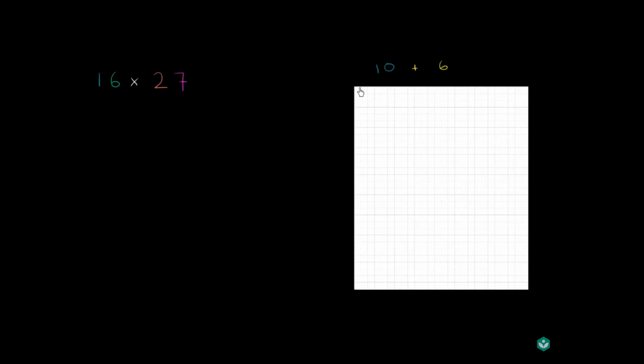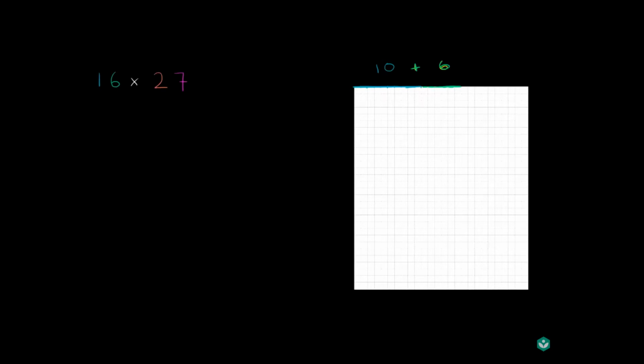So this is 1, 2, 3, 4, 5, 6, 7, 8, 9, 10. So this part in blue, that's the 10. So I'm representing 10 boxes right over there. And then the 6, let's mark off 6 boxes. 1, 2, 3, 4, 5, 6. So 16 is this whole length. The blue part is the 10, the green part is the 6. The 10 comes from the 1 in the tens place. It's literally 1 ten, and this is literally 6 ones.